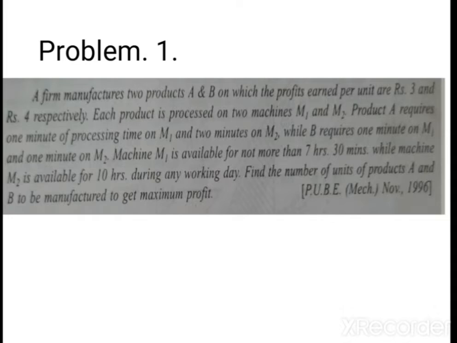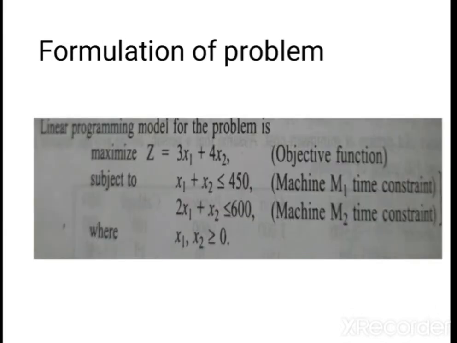Maximum profit. So Z maximum, Z equal to, so each A product gives 3 rupees profit, each B product gives 4 rupees profit. So the number of product A you assume as x1, the number of product B you assume as x2, and you can write the objective function. So in the next step you can start your solution. You first formulate the problem.